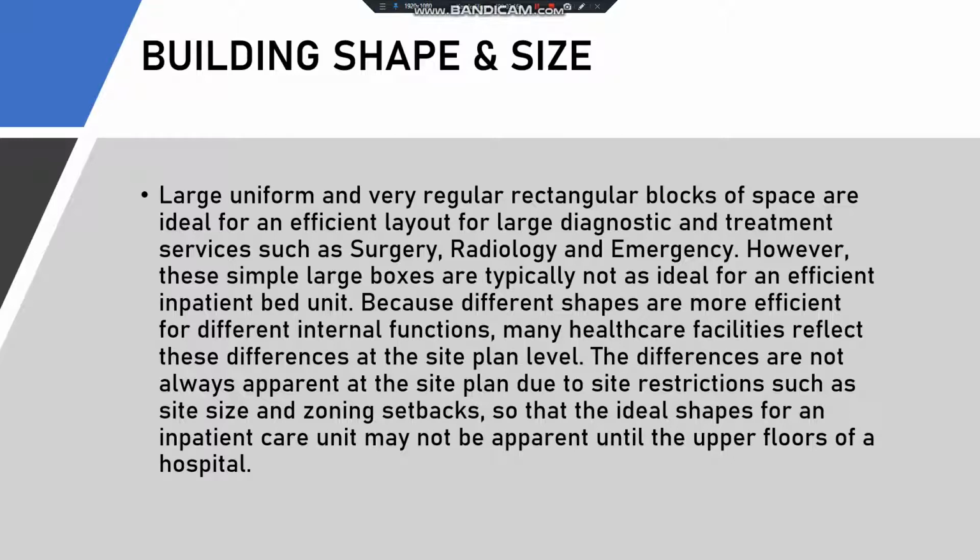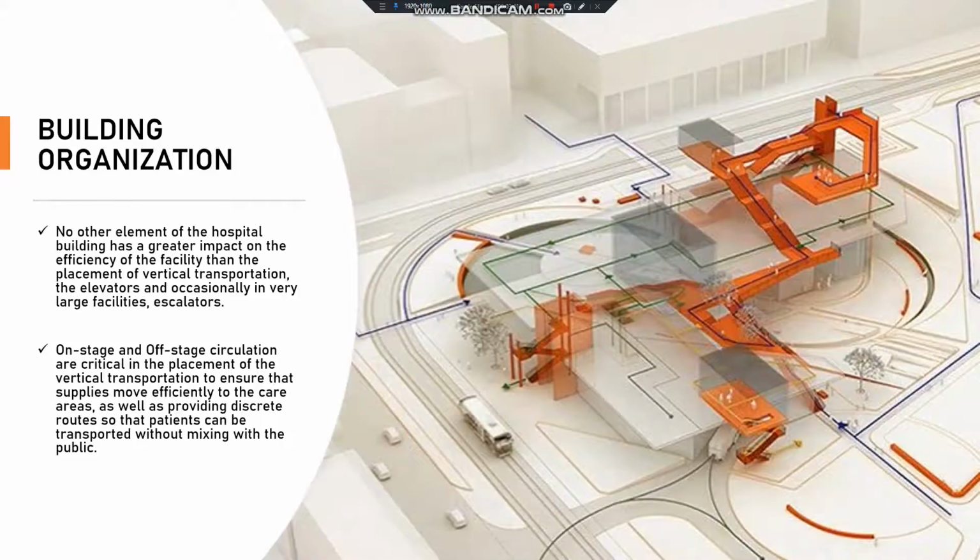Because different shapes are more efficient for different internal functions, many healthcare facilities reflect these differences at the site plan level. The differences are not always apparent at the site plan due to site restrictions such as site size and zoning setbacks, so the ideal shapes for an inpatient care unit may not be apparent until the upper floors of a hospital. Building organization.